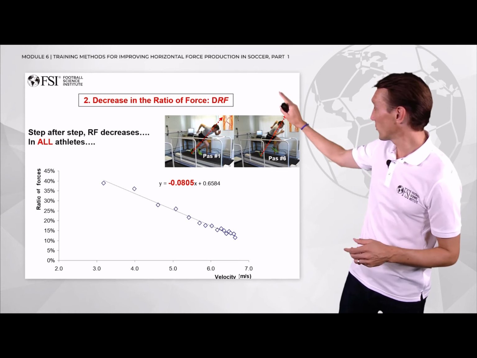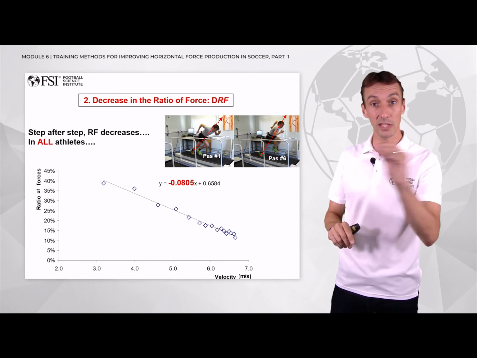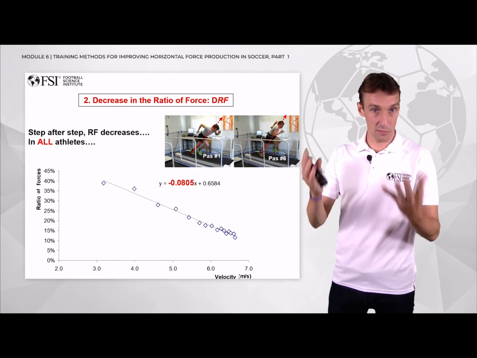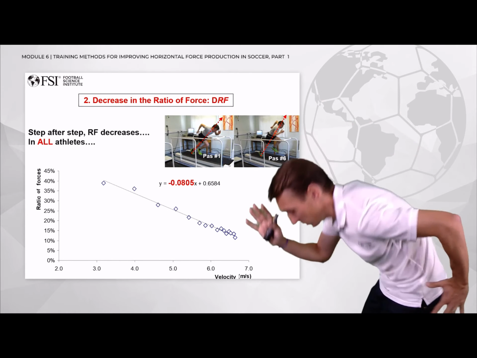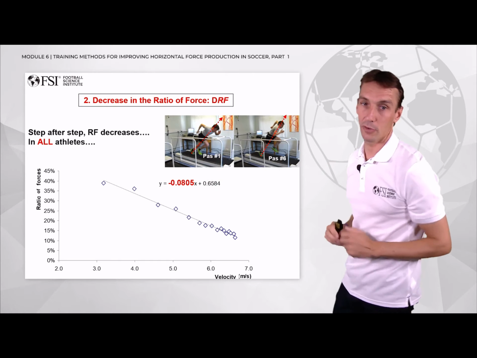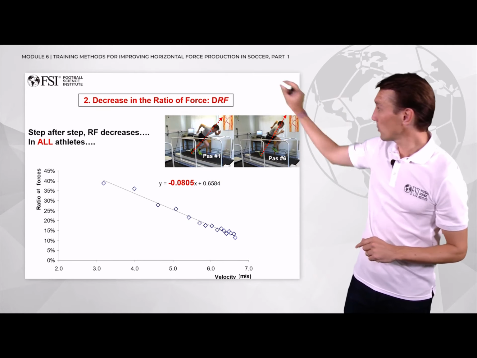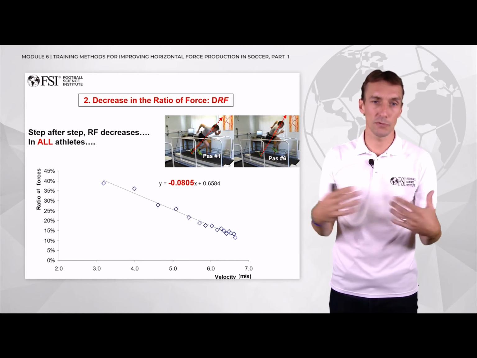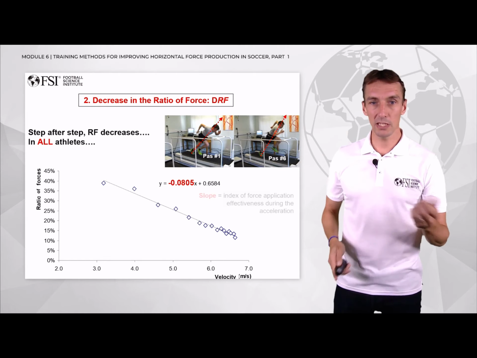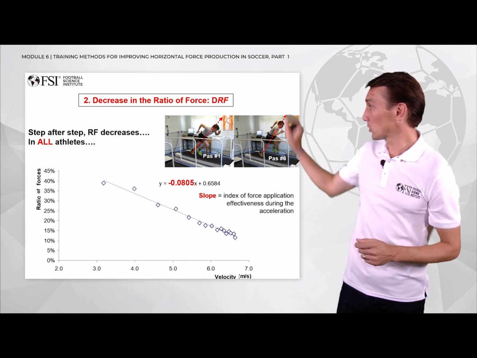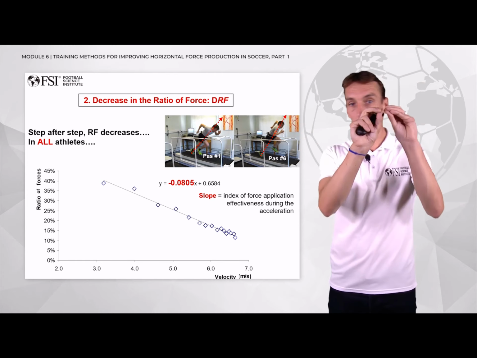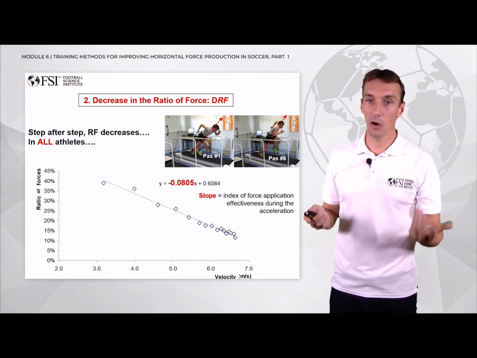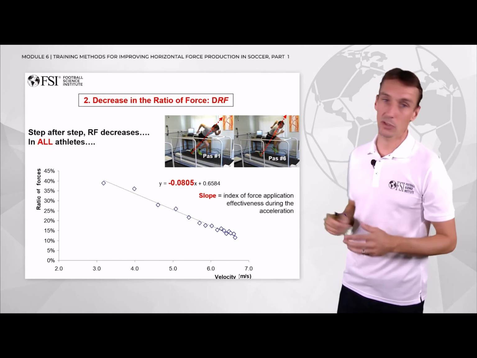So here you have the ratio of force for all the steps of an acceleration. 40% is the first step, so it means that the athlete is pushing forward very well, but then the ratio of force decreases. It means that step after step, the athlete cannot push forward as before. So what we proposed is that the slope of this, the rate of decrease in the ratio of force, is a good index of the effectiveness of force application.